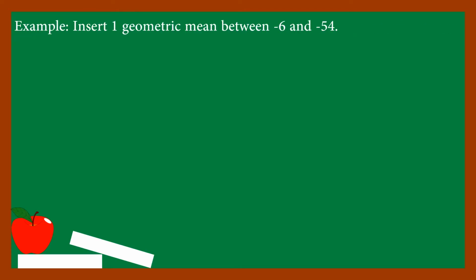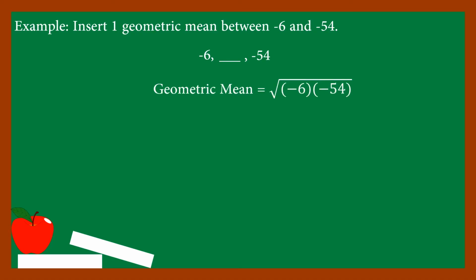Okay, let's have another example. Suppose we're going to insert one geometric mean between negative 6 and negative 54. So, like what we did earlier, we first write the given terms and the missing term. The missing term, we put in the blank. So, again, to get the geometric mean, when we're looking for only one geometric mean, all we need to do is to get the square root of the product of the given terms. So, our given terms are negative 6 and negative 54.